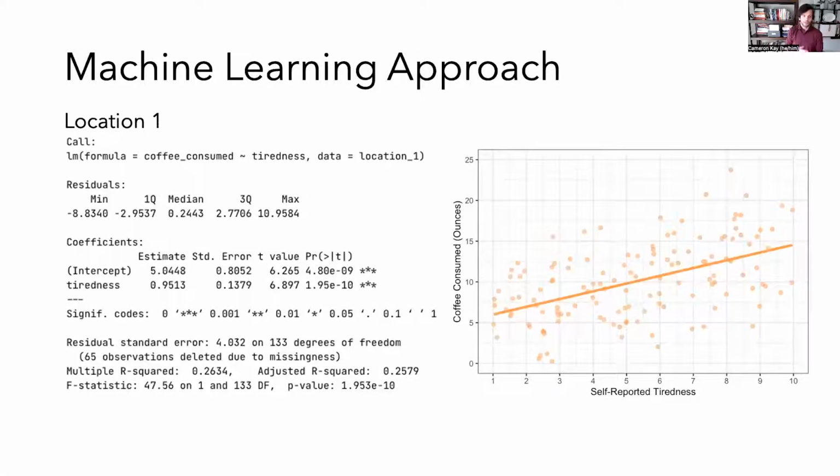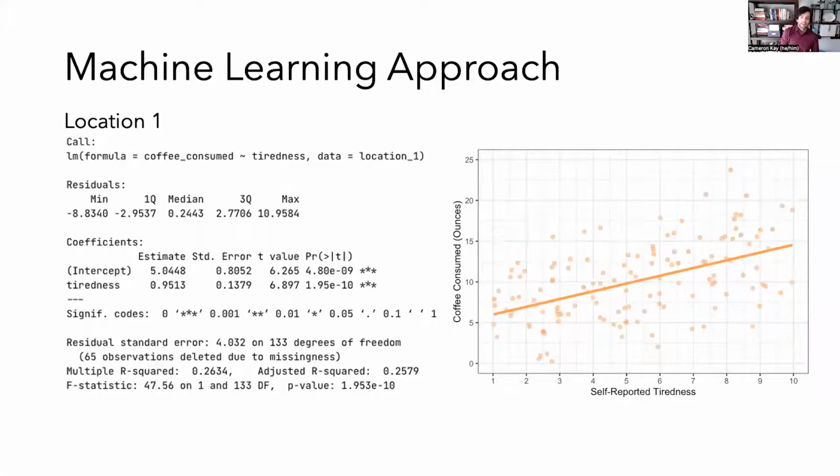The machine learning approach is a bit different. So the first step is the same. We go to location 1 and we create this model. We predict a person's coffee consumed from their self-reported tiredness. We find that right at 0 levels of tiredness, they buy about 5.04 ounces. And then for each 1 unit increase in tiredness, they buy an additional 0.95 ounces of coffee. So that's all the same as we did before with the inferential approach.